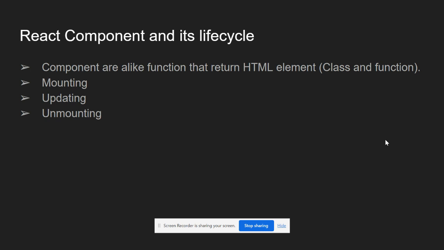There are three stages of the component lifecycle. Mounting means when we create a component and put the element into the DOM. Updating means whenever there is a change in the component state or props. Unmounting is whenever the component is removed from the DOM. In React, it is called unmounting.